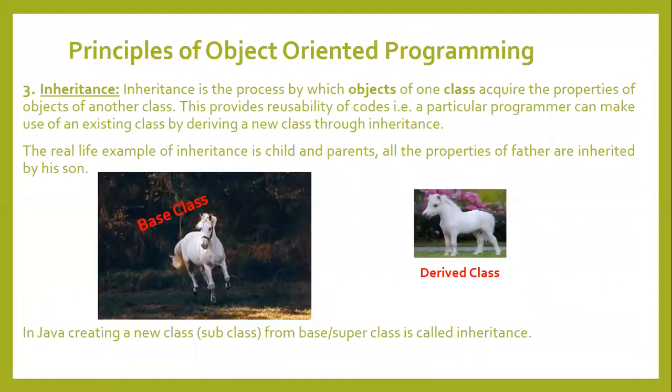Next is inheritance. Inheritance is the process by which objects of one class acquire the properties of the objects of another class. This provides reusability of code. For example, a particular programmer can make use of an existing class by deriving a new class through inheritance. One of the best real-life examples of inheritance is child and parent. All the properties of father are inherited by his son. Now in Java, creating a new class, subclass, from a base or superclass is called inheritance.